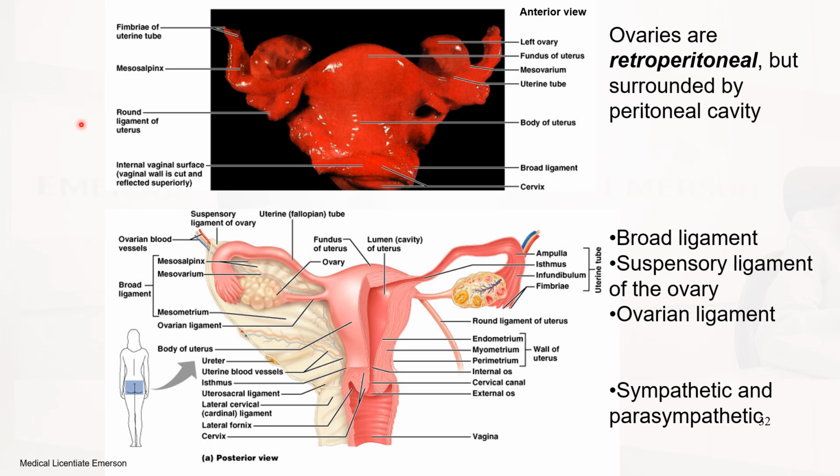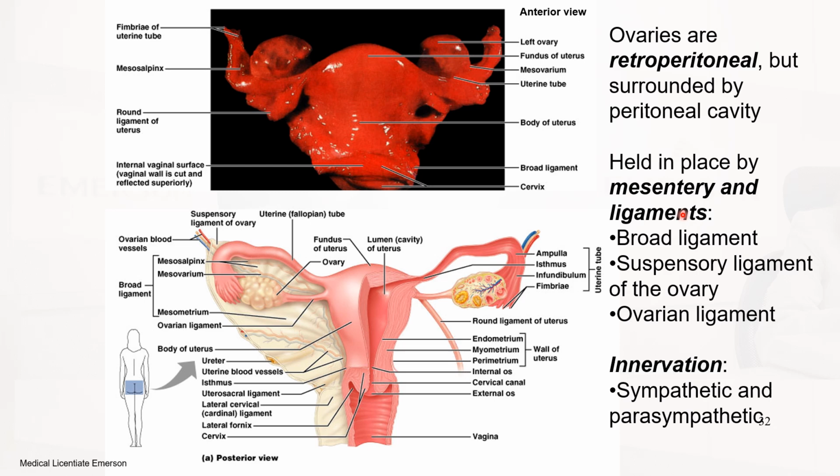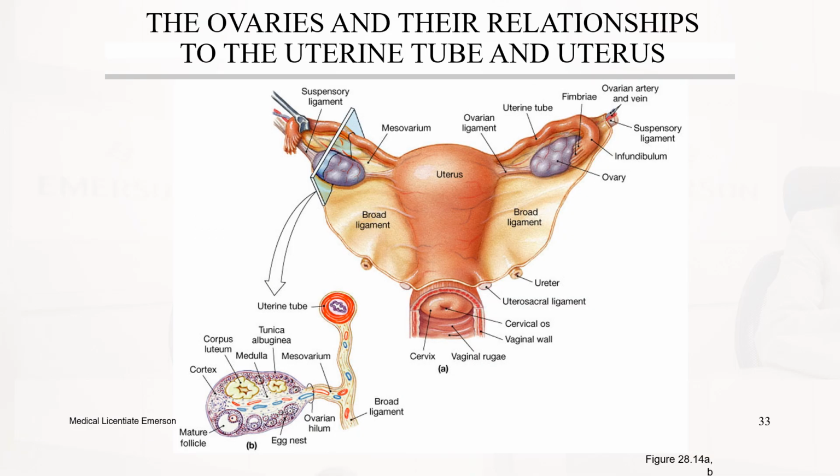Let's continue. The ovaries are held in place by the mesentery and ligaments, the same ones we have mentioned: the broad ligament, suspensory ligament of the ovary, and the ovarian ligament. These are the ones which hold the ovaries in place. In terms of innervation, the ovaries are innervated by sympathetic and parasympathetic nerves.